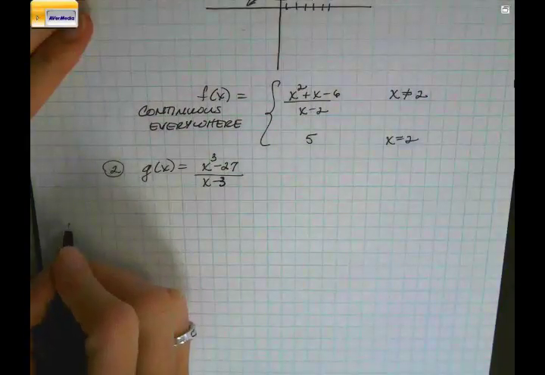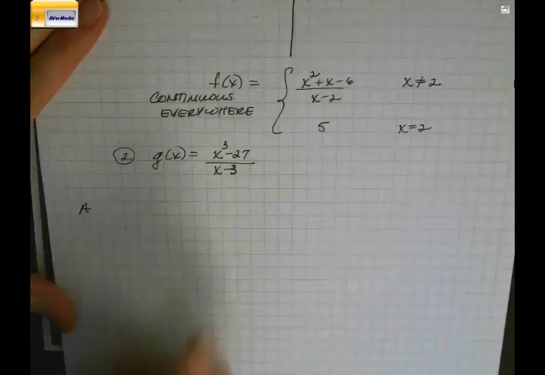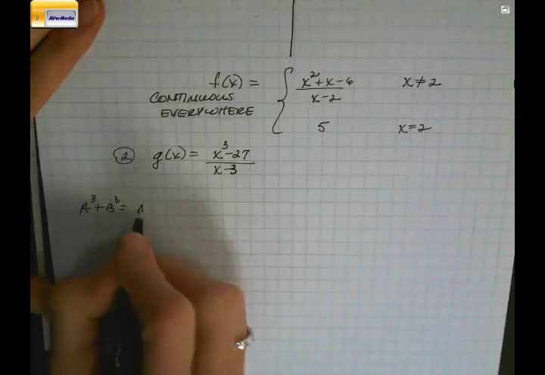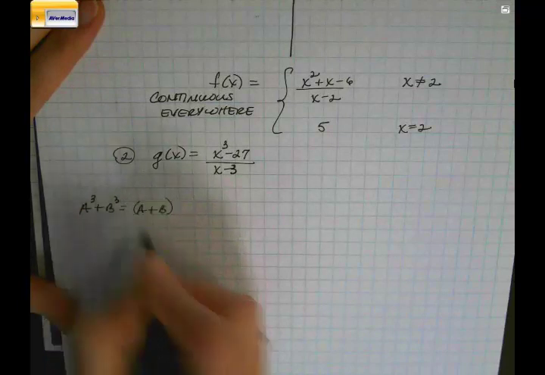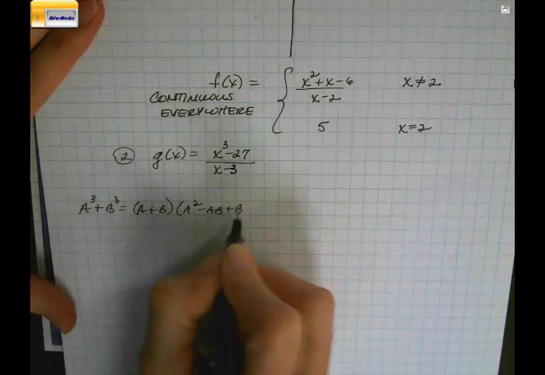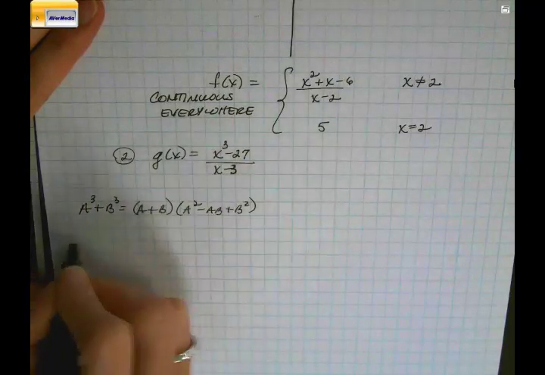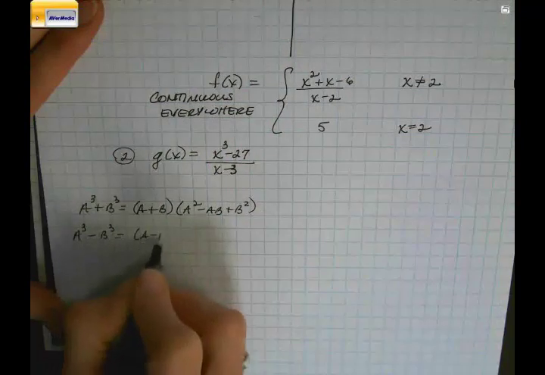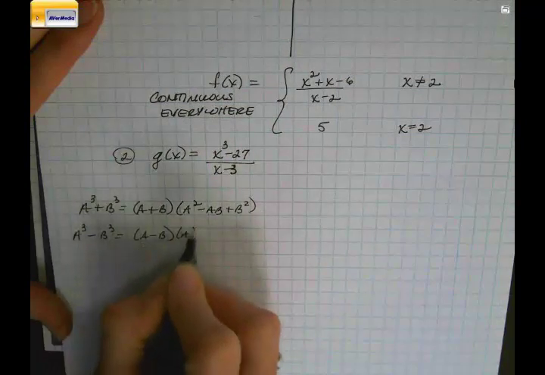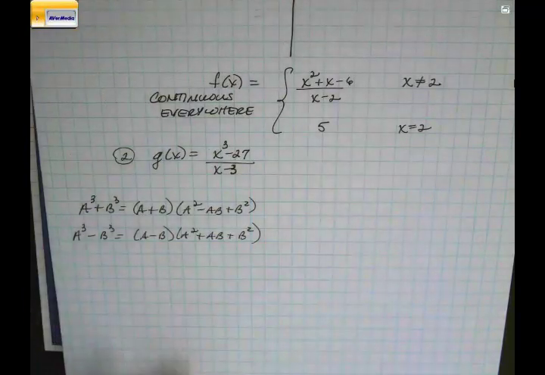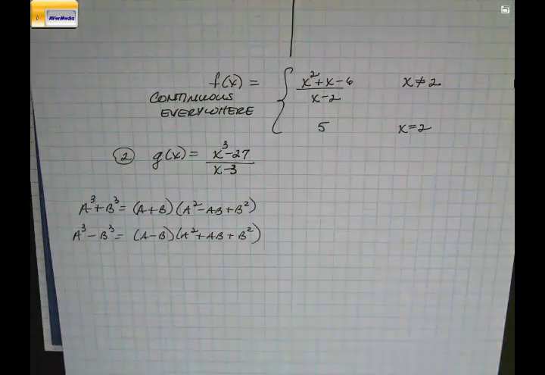You have these two that you're supposed to kind of have ingrained somewhere in your brain. That a cubed plus b cubed is factored as a plus b times a squared minus ab plus b squared. And the other one is a cubed minus b cubed is a minus b times a squared plus ab plus b squared. Those are your two formulas for factoring a sum or difference of cubes.